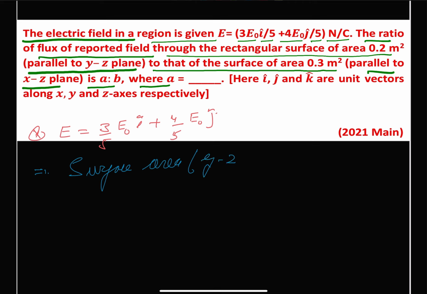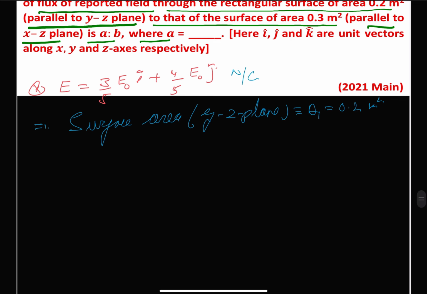parallel to the YZ plane rather, let us suppose we call this A1, which is given as 0.2 meter square, and the field is in Newton per Coulomb, and the surface area parallel to the XZ plane, let us suppose that is given as A2, it is given to us as 0.3 meter square.